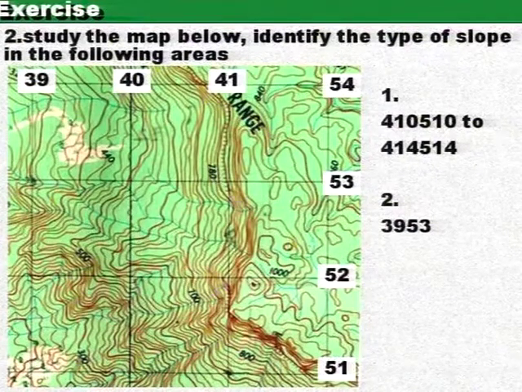And the second one is a grid square. Number 2, what type of slope is found in the grid square 3953? That should take you only 2 minutes if we are already familiar and know what we're supposed to do here. Okay, very quickly check on the type of slope in those two areas given.